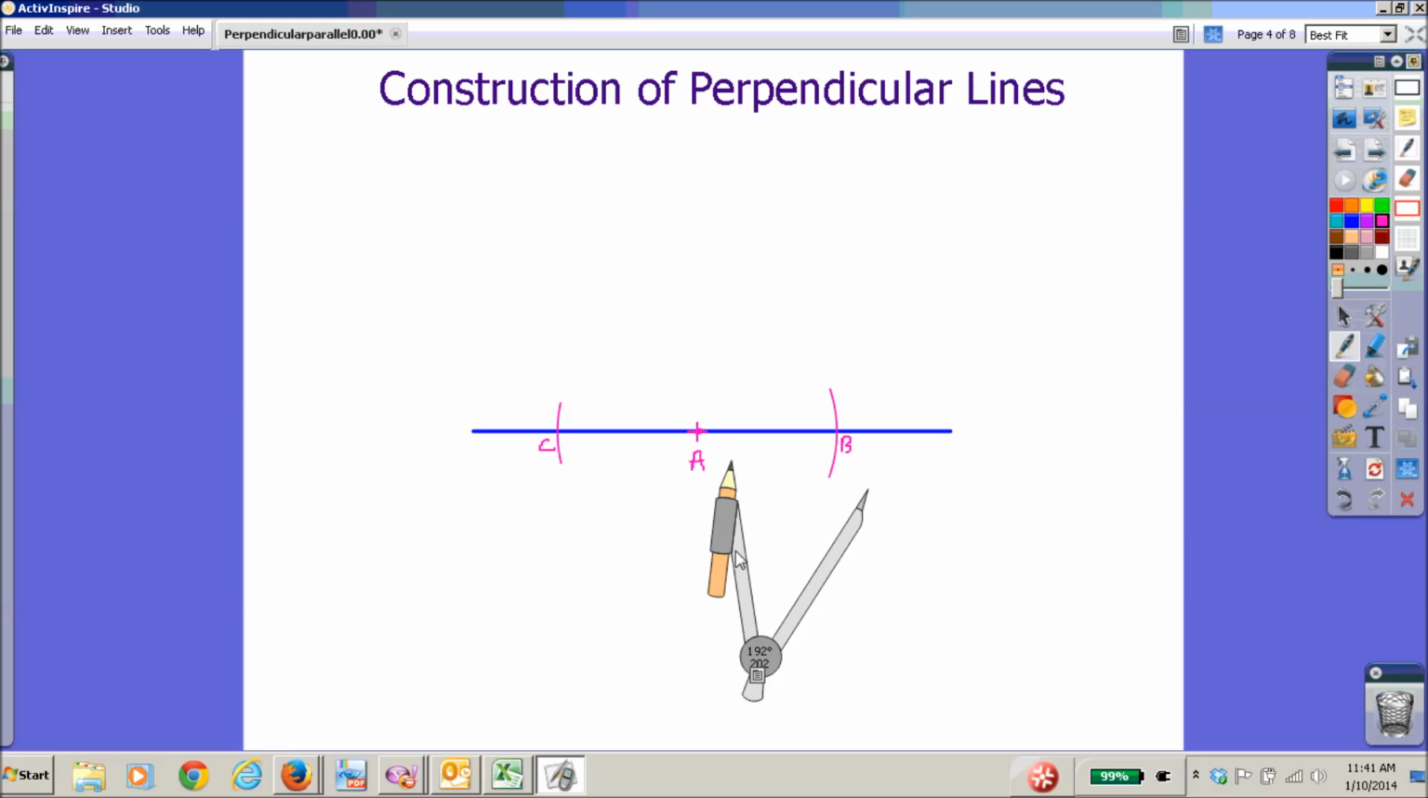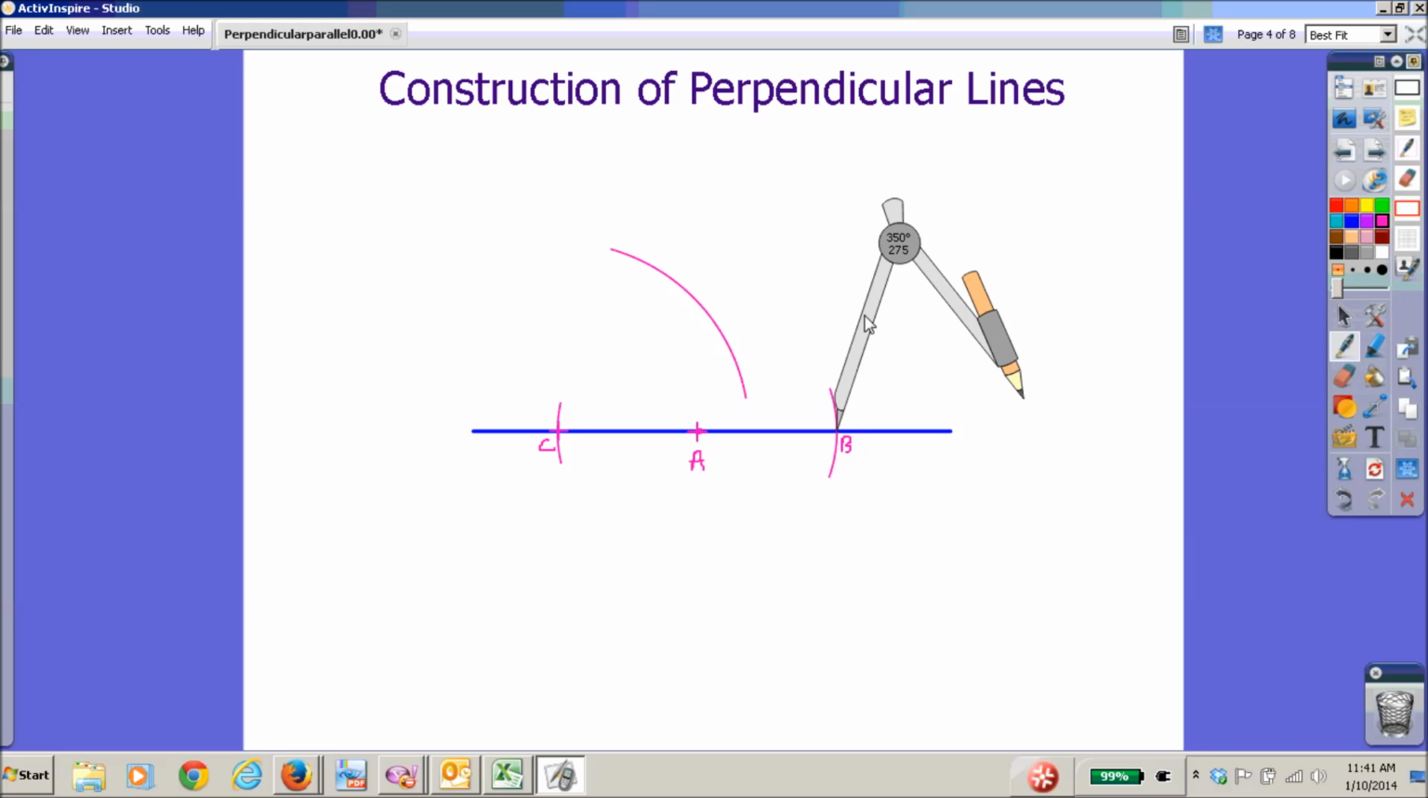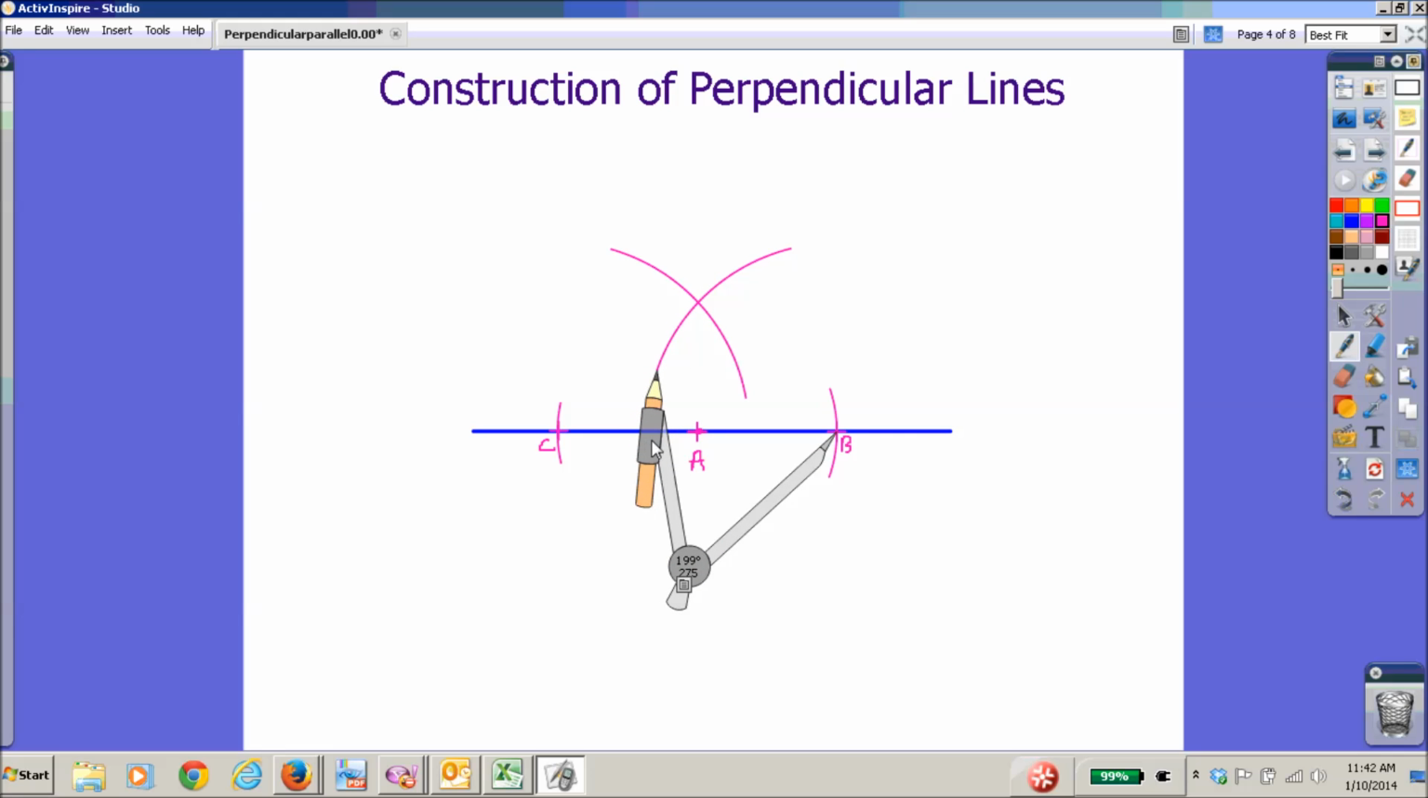Now I'm going to take my compass, put it on C, and I need to make my compass a little bit wider than the width of AC, and I'm going to arc up and down. So I'll go to B, same width this time, and arc this way. You can see those two arcs intersect. Let's say they intersect at point D, and then I draw a line.